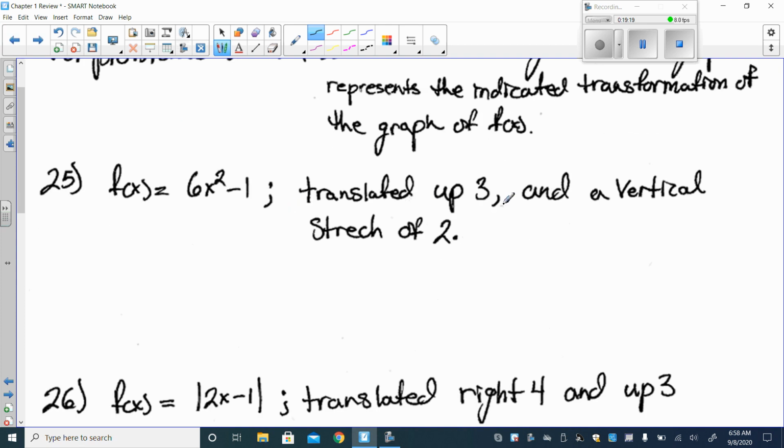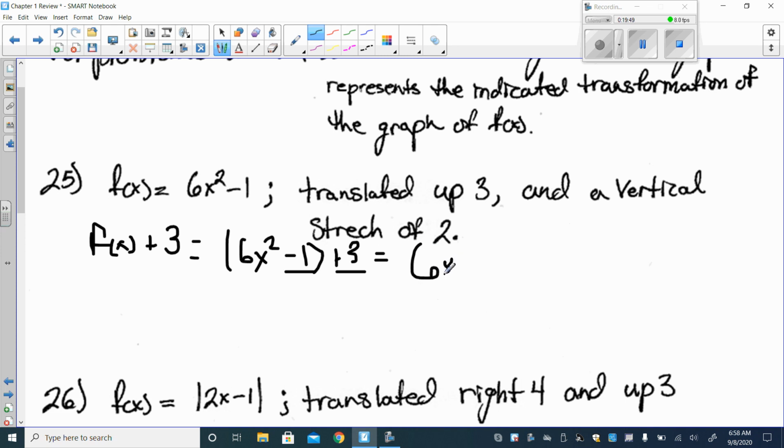So a translation of 3 units up. So what we're looking at would be the f of x plus k, where the value of k is 3. So really it'd be f of x plus 3 in this case. So we're just adding 3 to the function. So for us, that would mean we'd have 6x squared minus 1 plus our k value, which is 3. Well, our like terms are negative 1 and 3. So 6x squared isn't going to change. Well, negative 1 plus 3 would be plus 2. So we finished our first one.